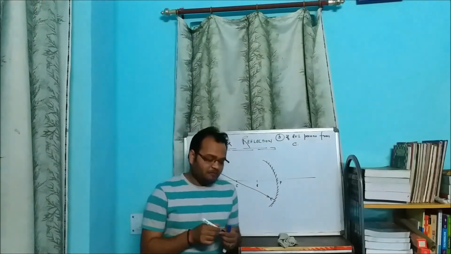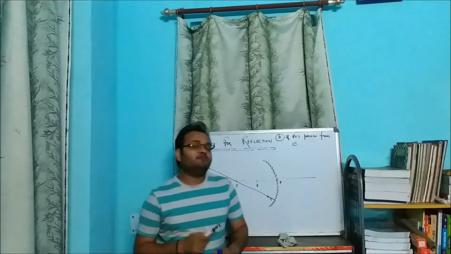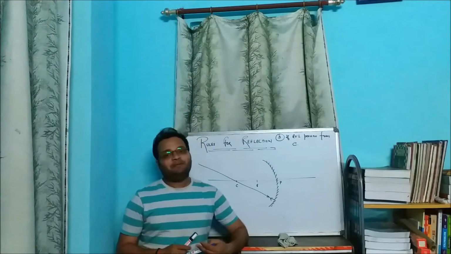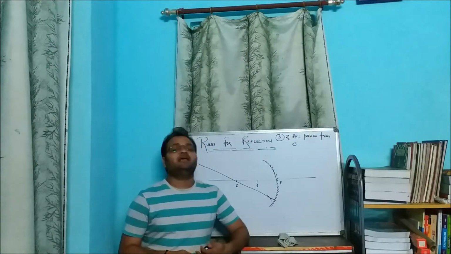Means you need to keep in mind, center of curvature से अगर कोई भी ray of light pass होके जाती है तो वापस वो center of curvature से ही आएगी.